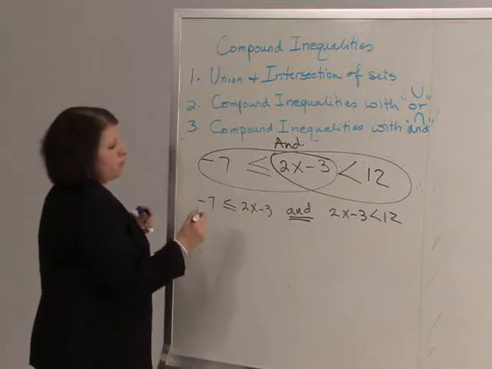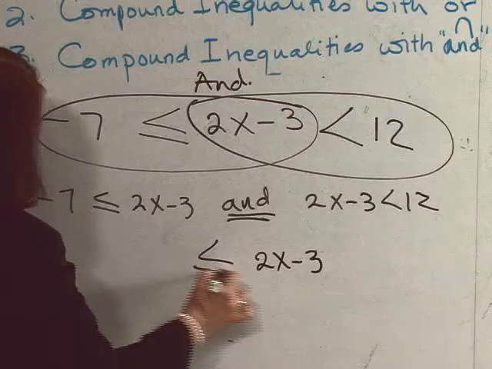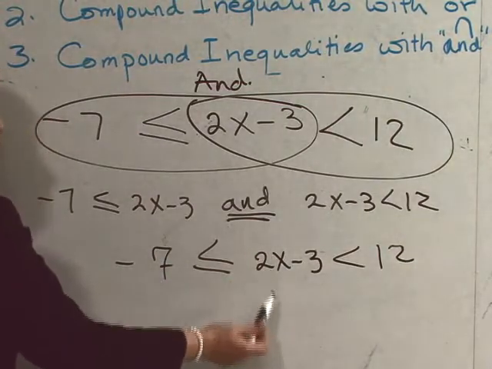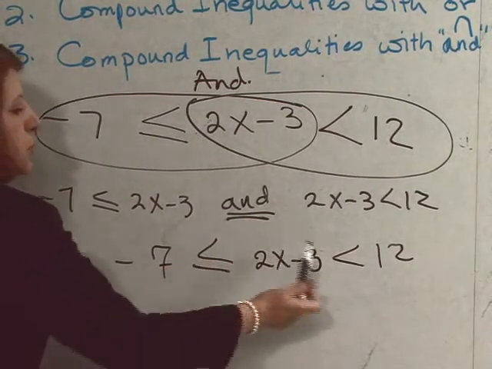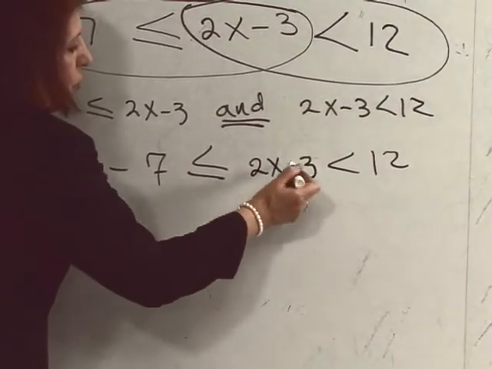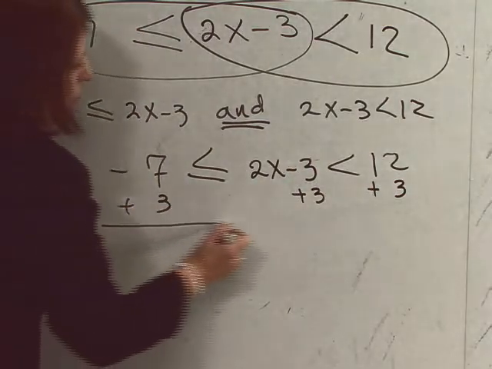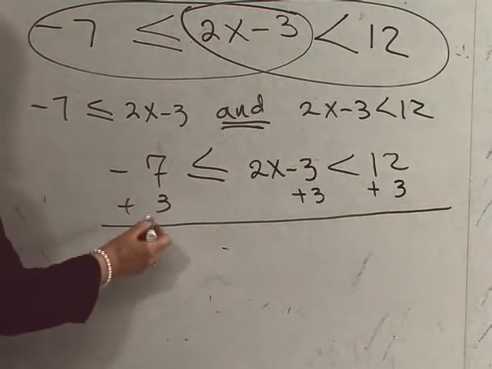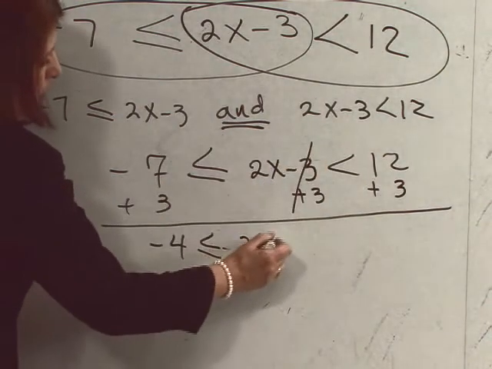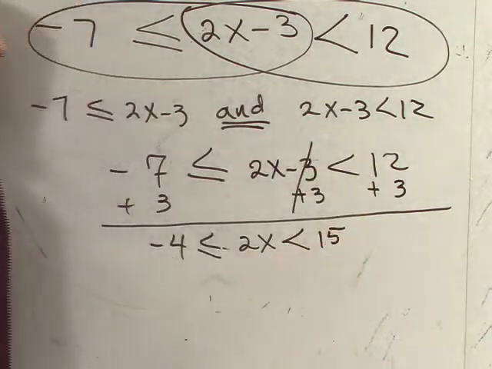Or there's an alternative way that you could use, so I'm going to rewrite it here and show you. You could isolate the x in the middle, because you want x to be between two numbers, and then you find your solution. So first step to isolate x is get rid of the negative 3. So I would add positive 3 to all the three terms. That gives me on this side negative 4 is less than or equal. This cancels out, so now I have 2x in the middle, less than 12 plus 3 is 15.